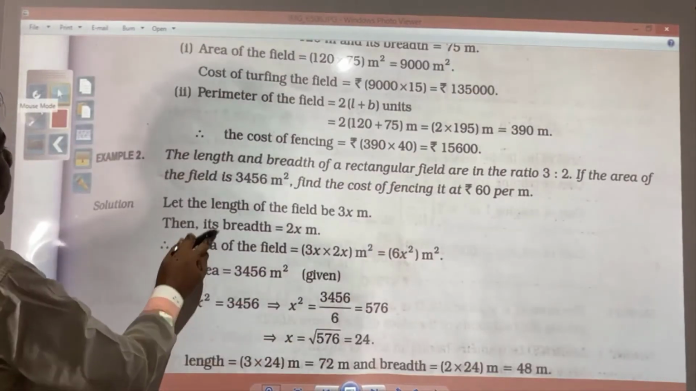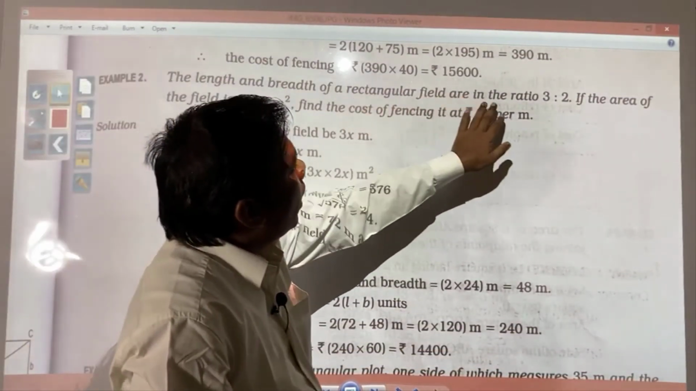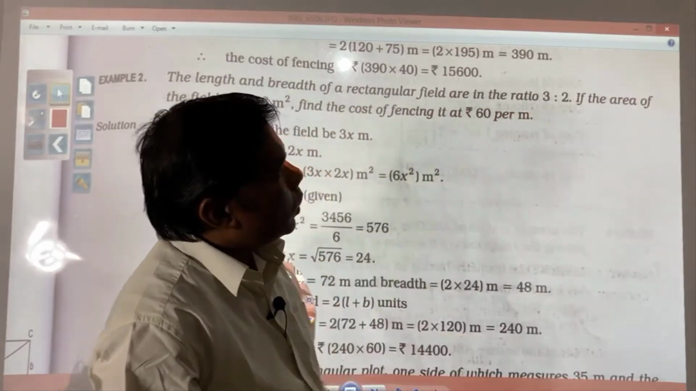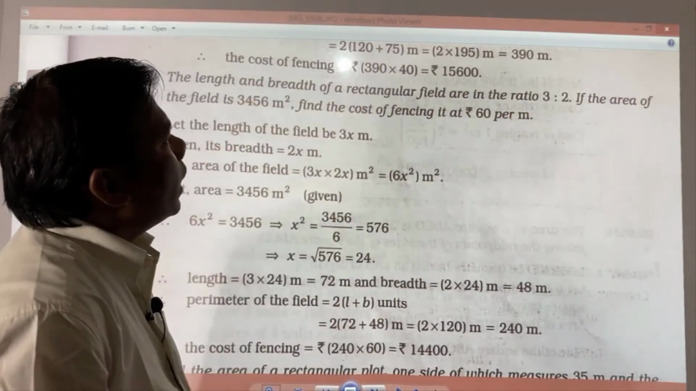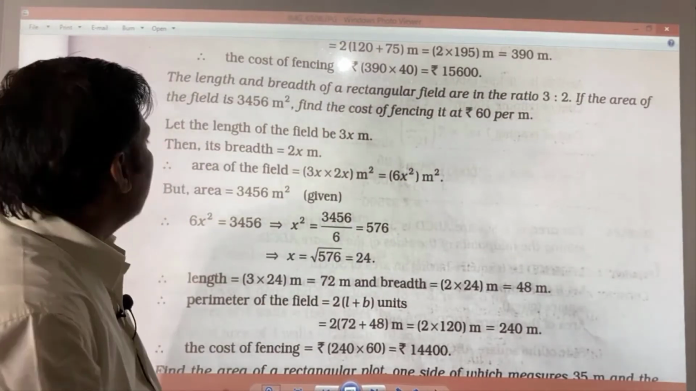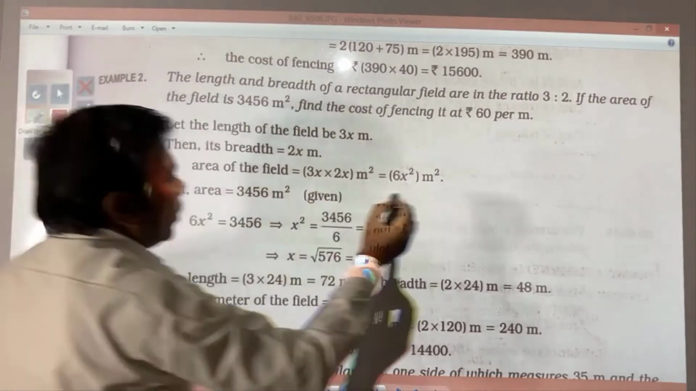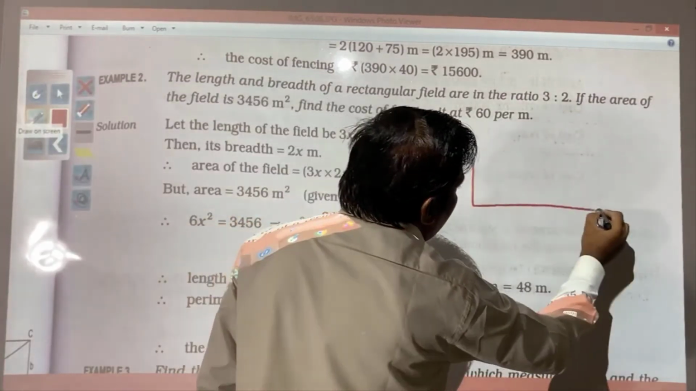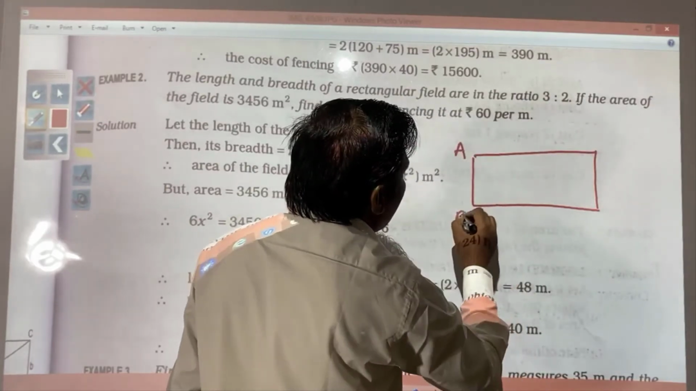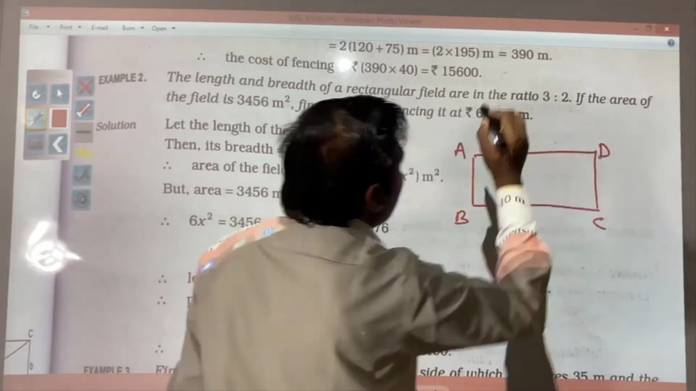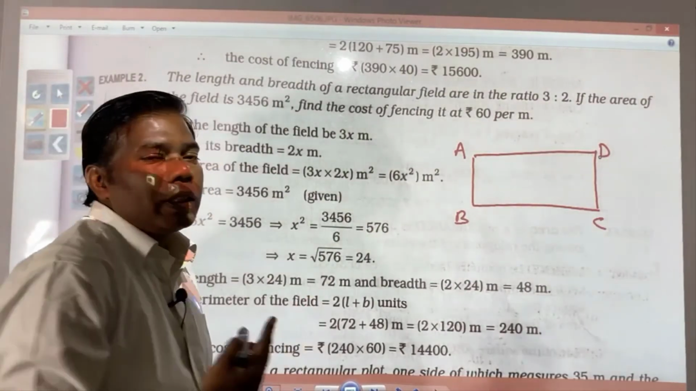Next question you see: the length and breadth of a rectangular field are in the ratio 3:2. If the area of the field is this much, find the cost of fencing it at rupees 60 per meter. Again, the same thing is required to be done. Here you draw a figure and try to understand. Suppose this is your rectangular field ABCD, where the length and breadth have been given as 3:2.